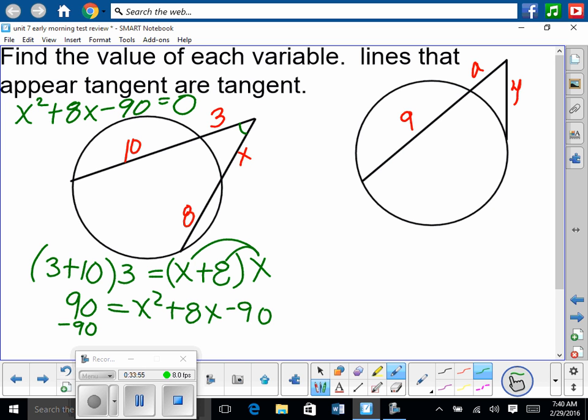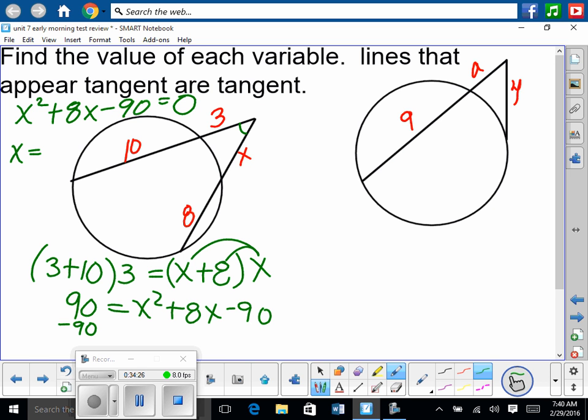Now if we can solve by factoring, that'd be good. But I can't think of factors that multiply to 90 and add to 8. So we'll use the quadratic formula. Because this is 90 right here, then there was nothing over there. Are you good? Okay.